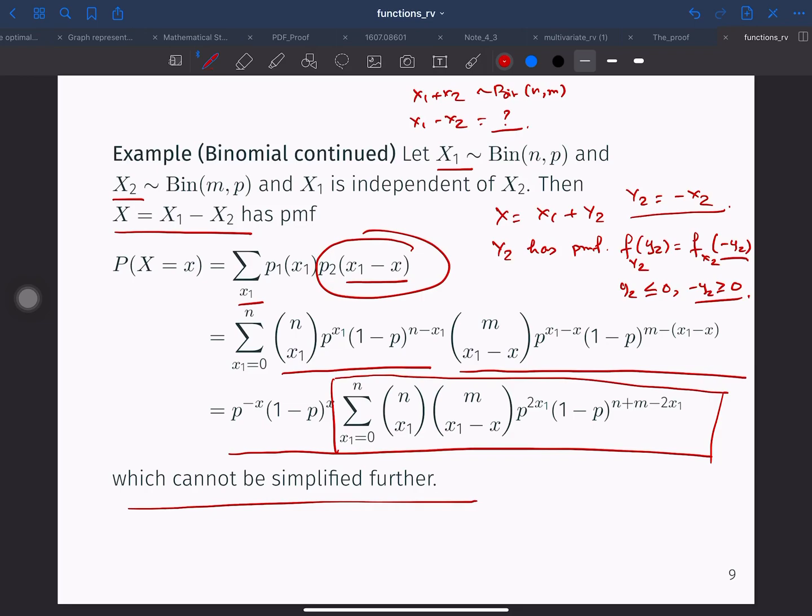So in a sense, the distribution of X1 minus X2 has no simple name or simple form. As we can see, the summation may be simple, but the difference might not be. And you should be able to come up with examples in which the difference is simple, but the summation is not.